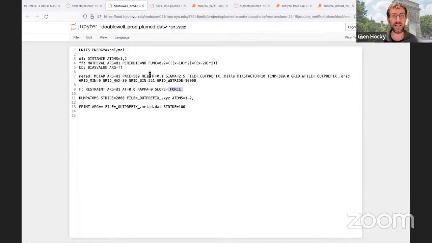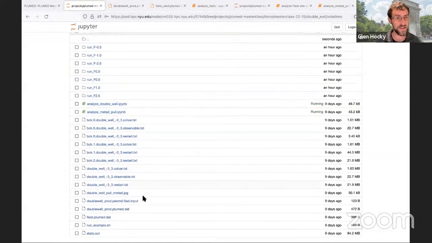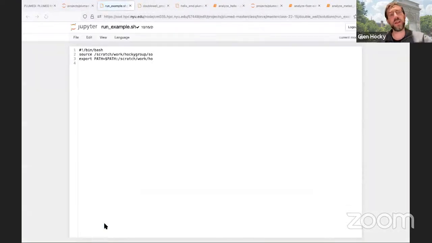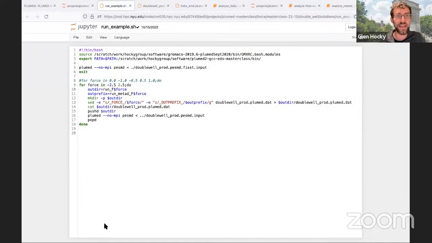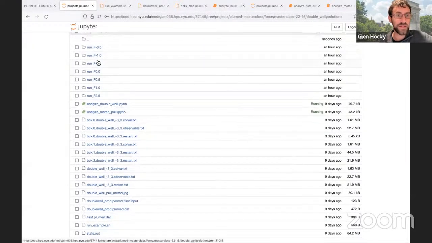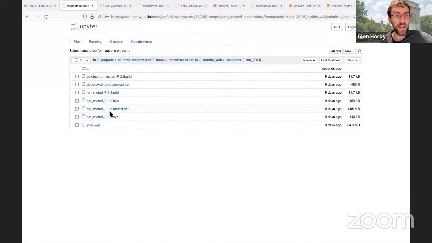I tend to write my PLUMED scripts, when I'm varying some parameter, with these things that I replace using sed on the command line. Maybe people do fancier things nowadays. So I have this run script, which you can take a look at. It loops over a bunch of forces and replaces the force value in that PLUMED file with that force, as well as some output file names. It then puts the runs into different folders for the different forces.